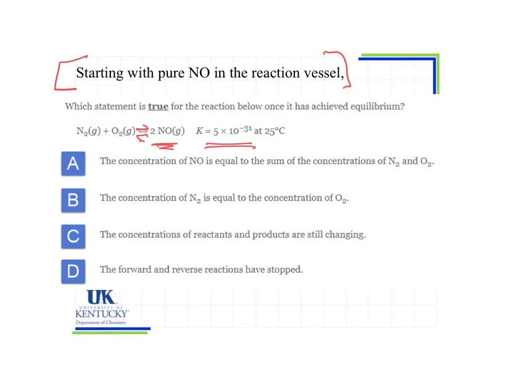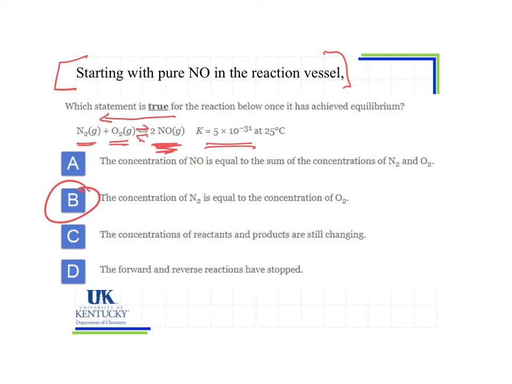Now the answer for this one is B. The concentration of N2 is equal to the concentration of O2. Why would that be? The reason for that is as it proceeds to start producing some of the reactants, because you're starting with pure NO, every time it makes one of the N2, it has to make one of the O2. So those must be equal to each other. Now, why are the other ones false? Let's start at the bottom.